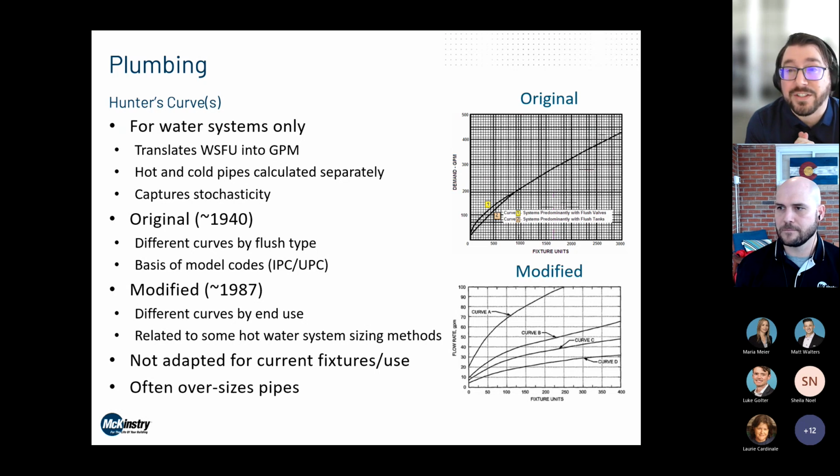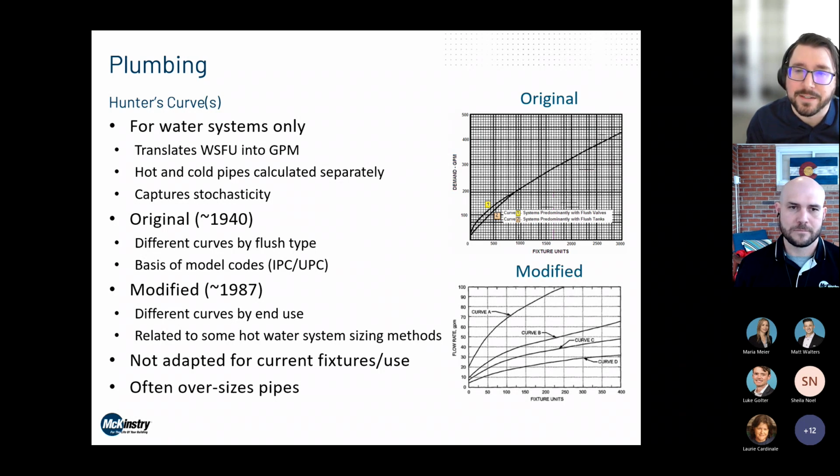Original Hunter's curve is still used as a basis for a lot of model codes, which you might ask yourself, why has it not been updated since 1940? That's a great question. I don't think anybody really has a good answer to that question. The modified Hunter's curves, you'll see a couple different kinds. Those are done by end use. That was a study done to update them based on what's a hotel versus a multifamily residential versus a school versus an office building. There's a couple different curves that different building types follow there.